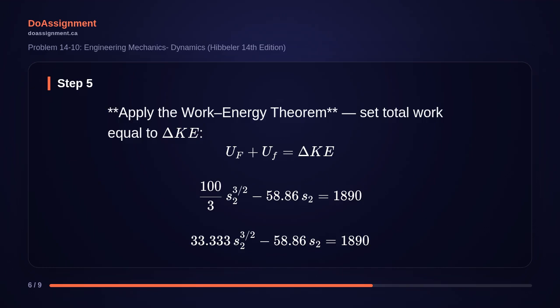Setting the total work by the applied force plus work by friction equal to the change in kinetic energy of 1890 joules gives 100 over 3 times s sub 2 to the 3/2 minus 58.86 times s sub 2 equals 1890. Rewriting the coefficient, this is 33.333 times s sub 2 to the 3/2 minus 58.86 times s sub 2 equals 1890.